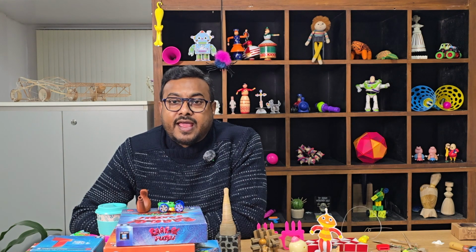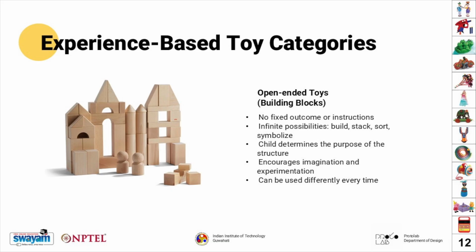Next comes open-ended toys. These toys invite imagination, experimentation, and endless reinterpretation. Blocks, loose parts, set pegs, dolls, modular pieces. They become whatever the child needs them to be, encouraging symbolic thinking and creative problem solving. These wooden blocks are open-ended because they don't tell the child what to build.